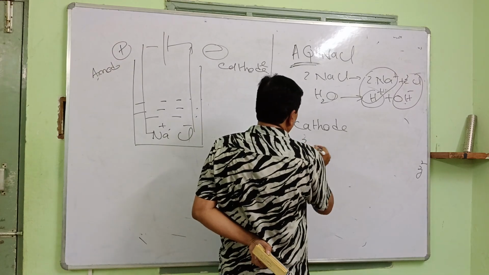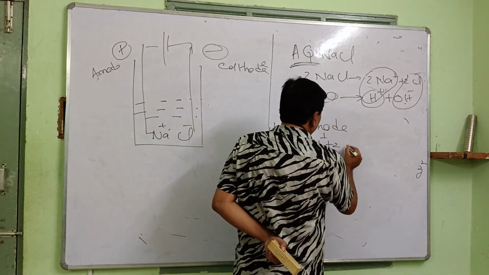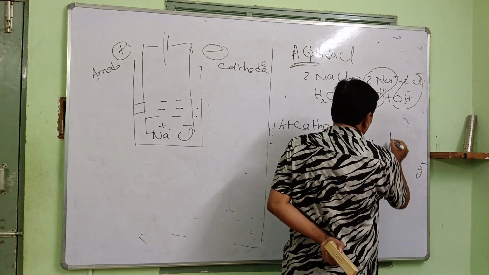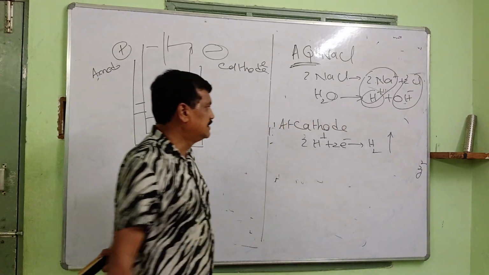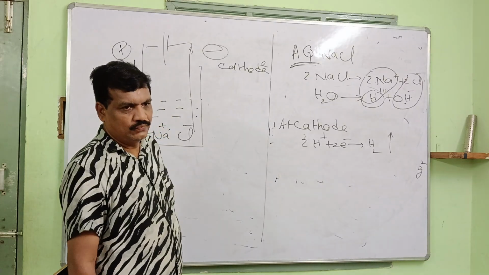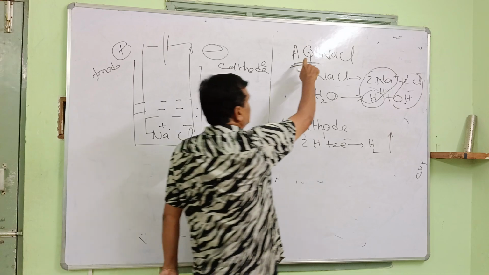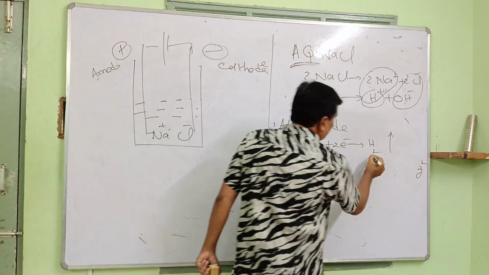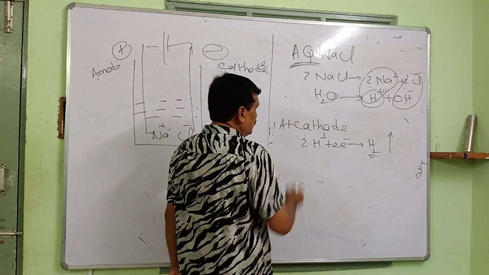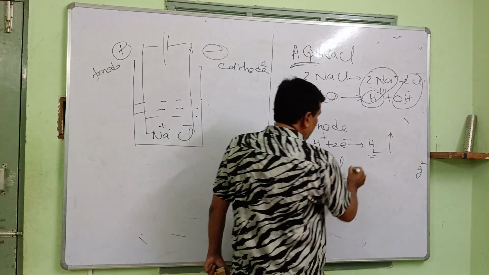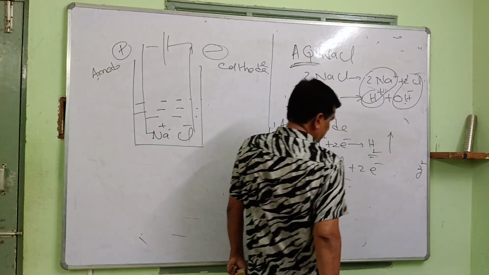At the cathode, that is 2H+ + 2e-. This gives rise to H2, hydrogen gas. So hydrogen gas is evolved at the cathode. So in the electrolysis of aqueous NaCl, hydrogen gas is liberated at the cathode. At the anode, 2Cl- gives rise to Cl2 + 2 electrons.